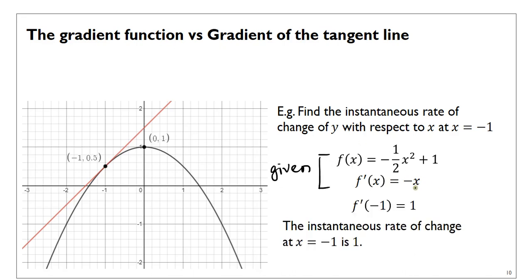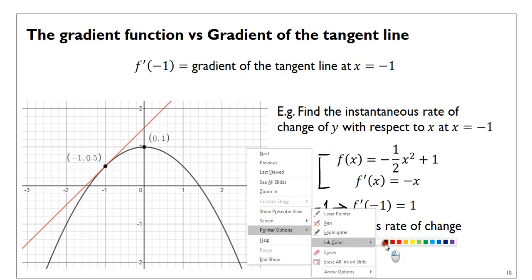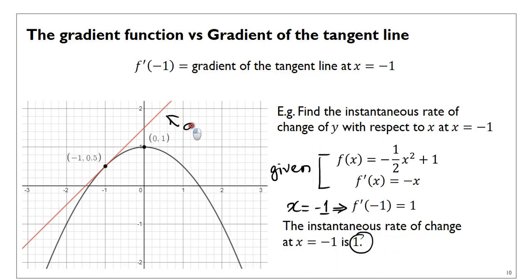Once you know the gradient function, if you substitute x equal to -1 into it, it gives you the instantaneous rate of change at x equal to -1. So the instantaneous rate of change in this case is 1. This is also the gradient of the tangent at x equal to -1. So the gradient of this line is also 1. The gradient of the tangent at the point x equal to -1 equals the gradient function at x equal to -1.